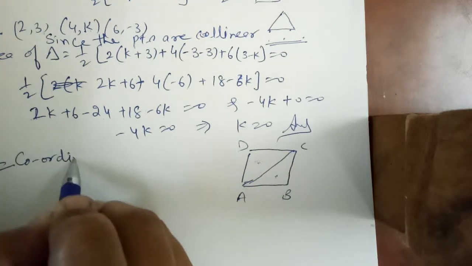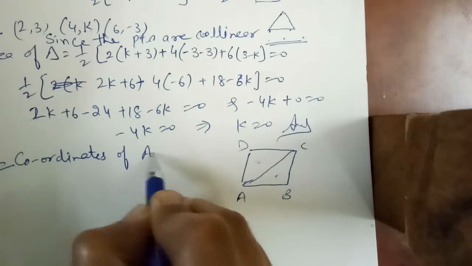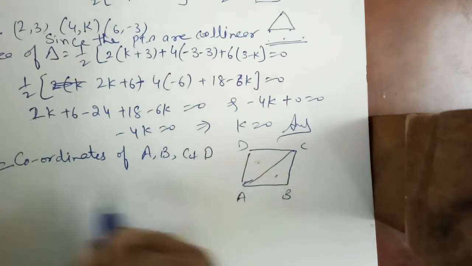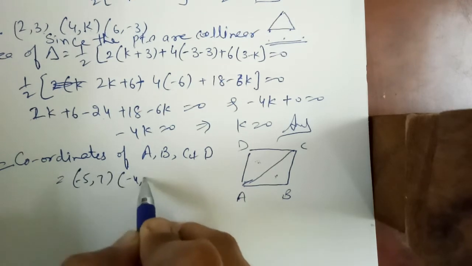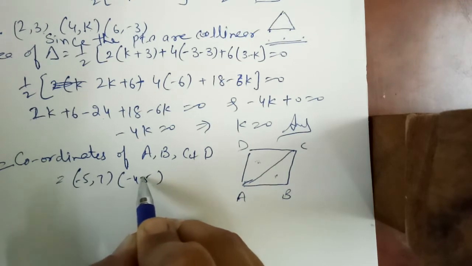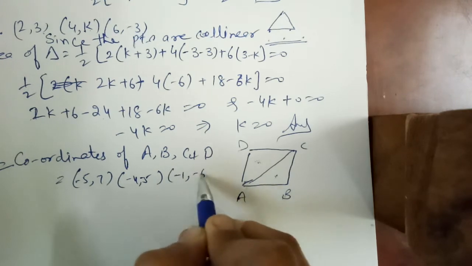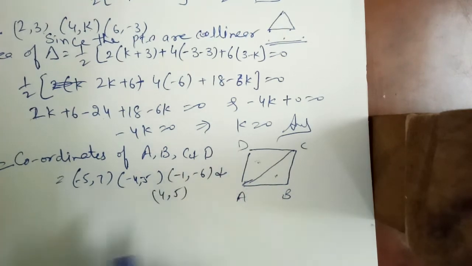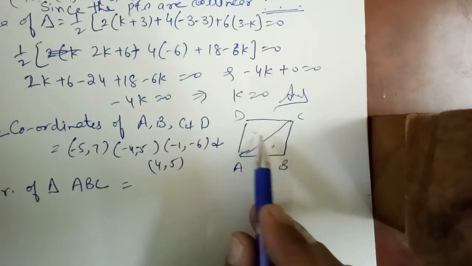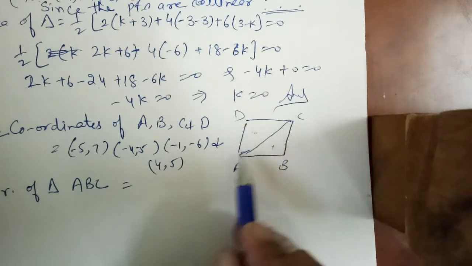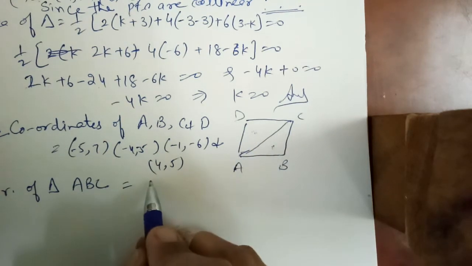Coordinates of A, B, C and D are minus 5, 7, minus 4, minus 5, minus 1, minus 6 and 4, 5. Now we have to find the area of triangle ABC. You can give reference above. By joining AC we got two triangles, triangle ABC and triangle ADC. Then the area of triangle ABC.